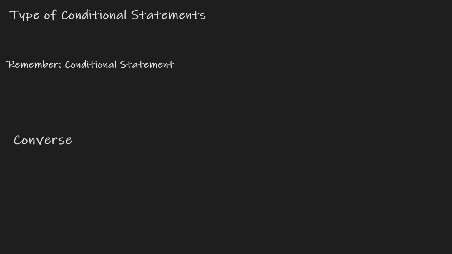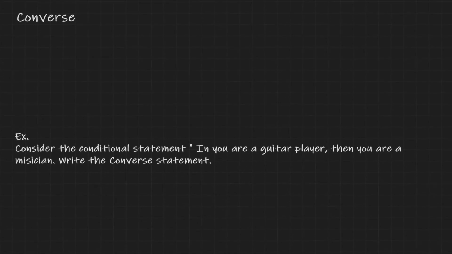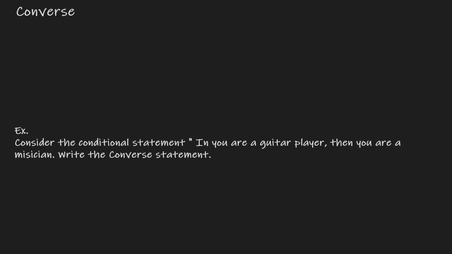Let's start by remembering, what do conditional statements look like? Well, so far we have said that conditional statements are always in the form of: if some hypothesis, then some conclusion. Now, let's define what a converse statement is. A converse statement is a statement where the hypothesis and the conclusion switch places.